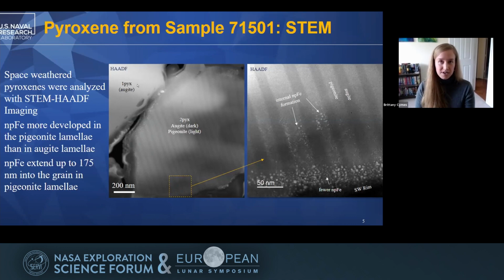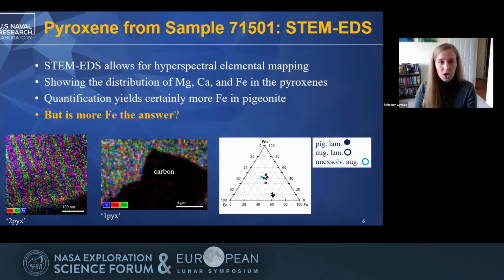It develops nanophase iron particles on the same order as the pigeonite lamellae, and we thought maybe it's a difference in the iron content that could be behind this textural difference we see in the exsolved grain. Okay, so let's take a look now at the composition.